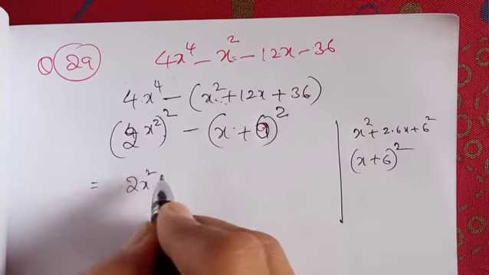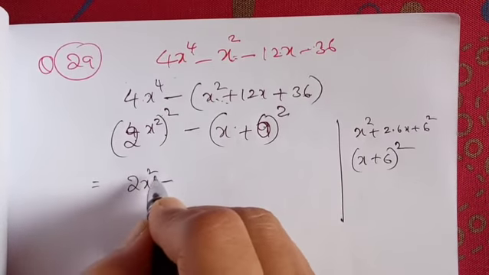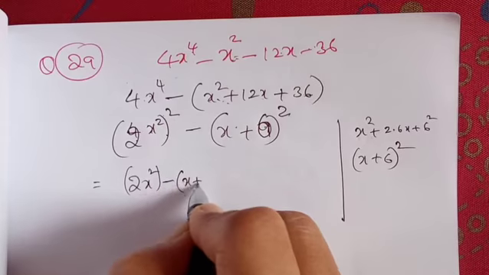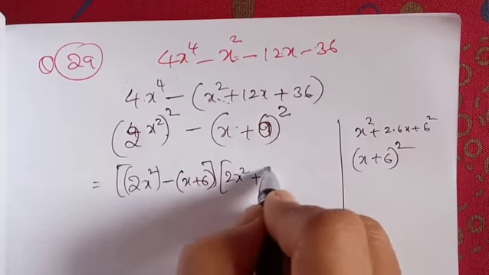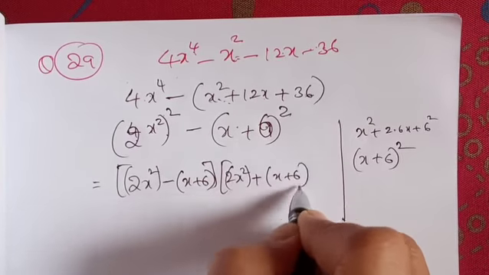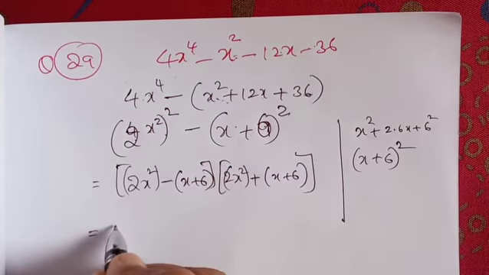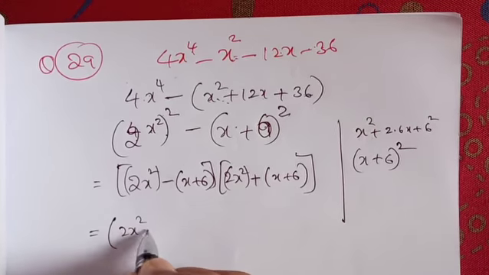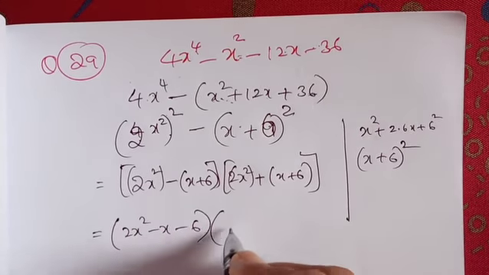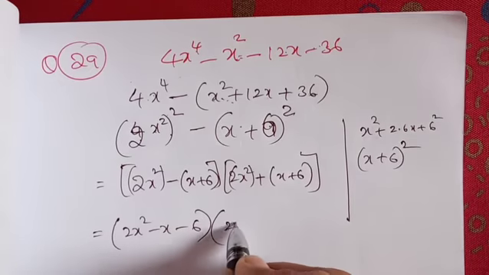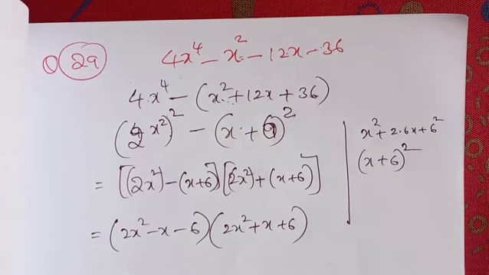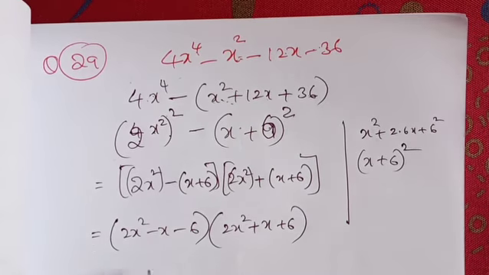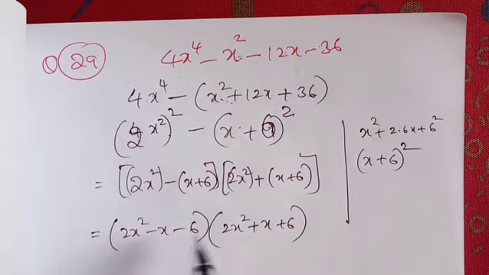So 2x square minus, we will put them in brackets first, x plus 6. Next 2x square plus x plus 6. We'll remove the brackets now: 2x square minus x minus 6, and 2x square plus x plus 6, right? So again we can solve one of these trinomials. Which one can we solve? Let us try this one.